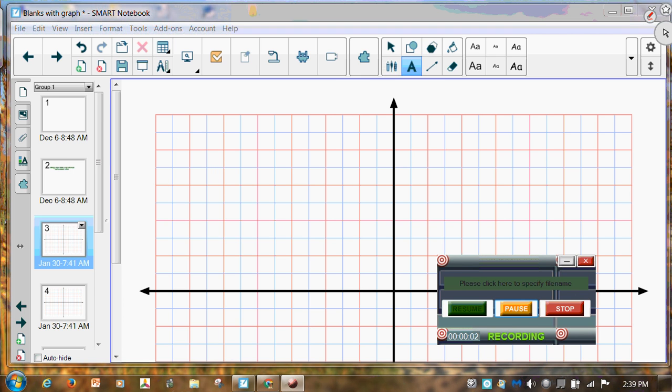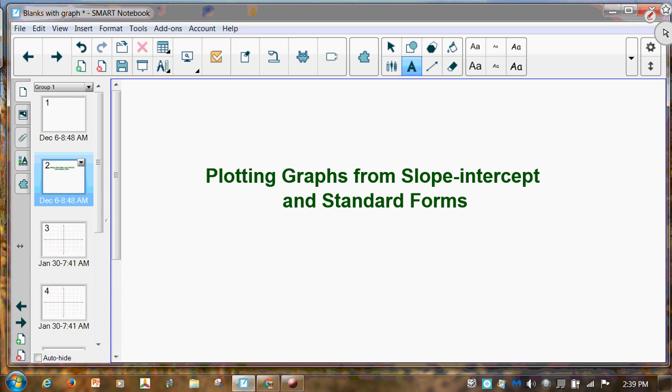Okay, this lesson is about plotting graphs from linear equations, and we will do that from both the slope-intercept form of the equation and also the standard form. We'll do a couple of examples of each, showing a couple of different ways to look at it, and I'm just going to start from scratch on a graph, and we'll just make up some equations and work through it.